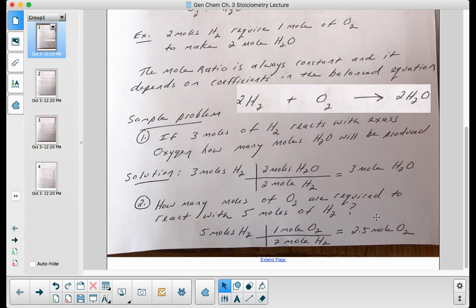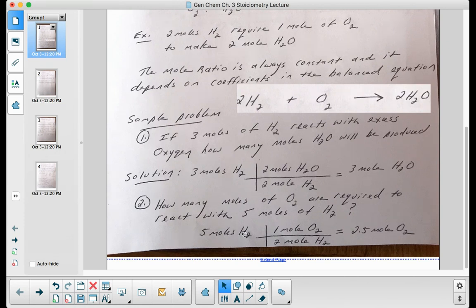Then another example would be: how many moles of O2 are required to react with 5 moles of H2? So now I'm talking about my 2 reactants. I can make any comparison: reactant to reactant, one reactant to the product, another reactant to the product. You can do any one of those relationships. So 5 moles of hydrogen, set it up so that the mole of hydrogen unit cancels and you're left with just the mole of oxygen unit, which is the answer you're looking for, because it says how many moles of O2 are required.